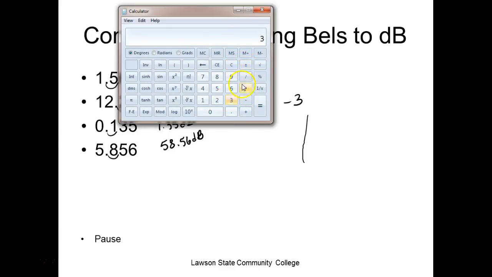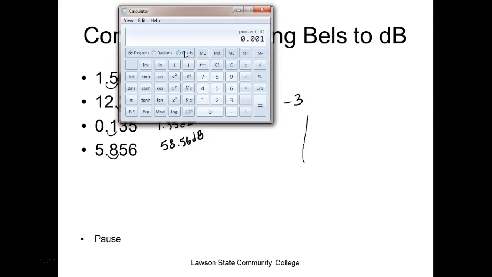Now, by the way, in dB, we don't use engineering notation at all. We don't use scientific notation. We use the term 0.3 or something like that. But what I want you to do is this is a minus, and I'm going to take the log of that. And notice you get a fractional bel. See that? So you get a fraction.